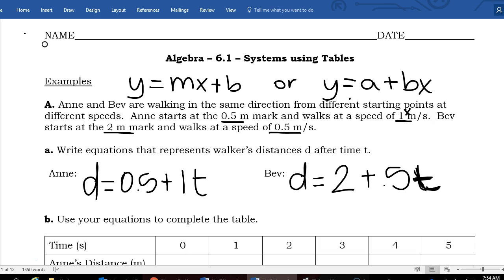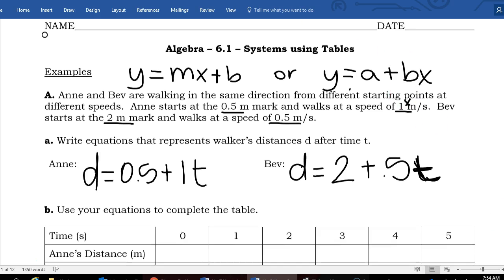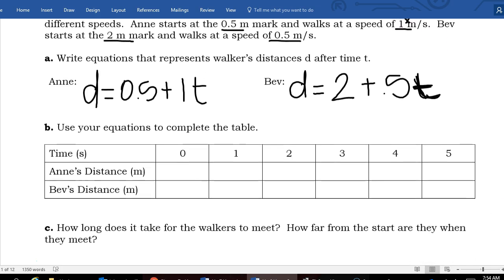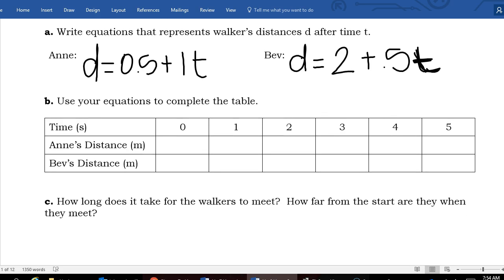With my equations set, I can use those to work on example part B, complete the table. So at 0, we were just given that information. She's at half a meter and she is at 2 meters. My rate of change for Anne is that it increases 1 every second. So all I have to do is plus 1 to get to the next answer. And then plus 1 again. And I'm going to just keep adding 1 because that is her rate of change.